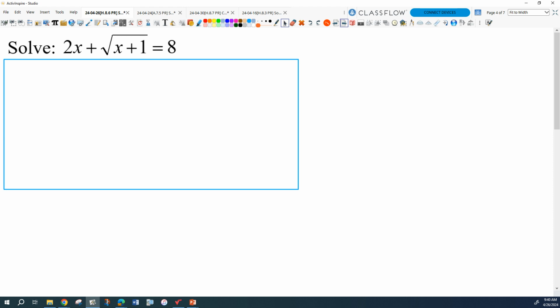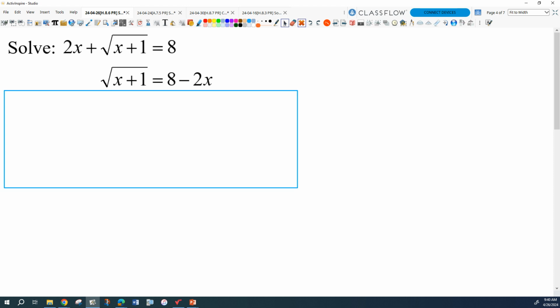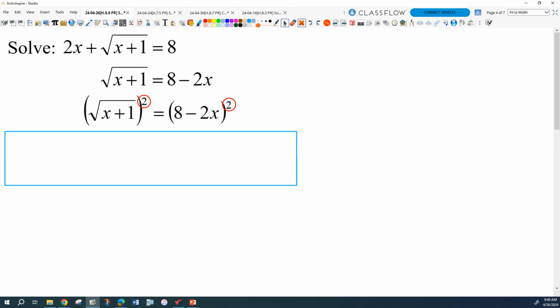Move the 2x over. Okay, now we isolated the radical. Now what? Square both sides. Okay, so we know we're going to have to check things. Okay, now what does that give?